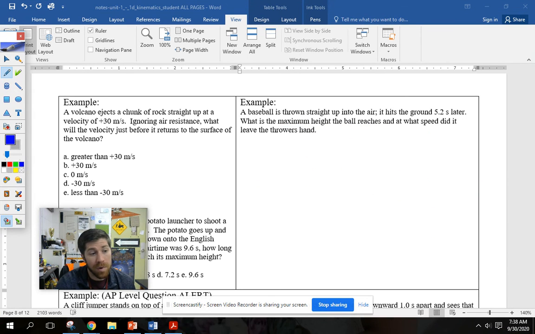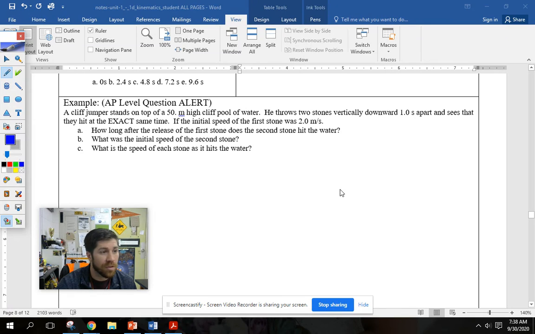Now, the last question I want you to actually try. This is an AP level question where you have 2 cliff jumpers jumping off into a pool of water and also throwing stones vertically downward. If you think about those different motions, if he throws the rocks downwards and sees that 1 second apart they hit at the same time, you can find out things about each stone. So I'm going to challenge you to do that.